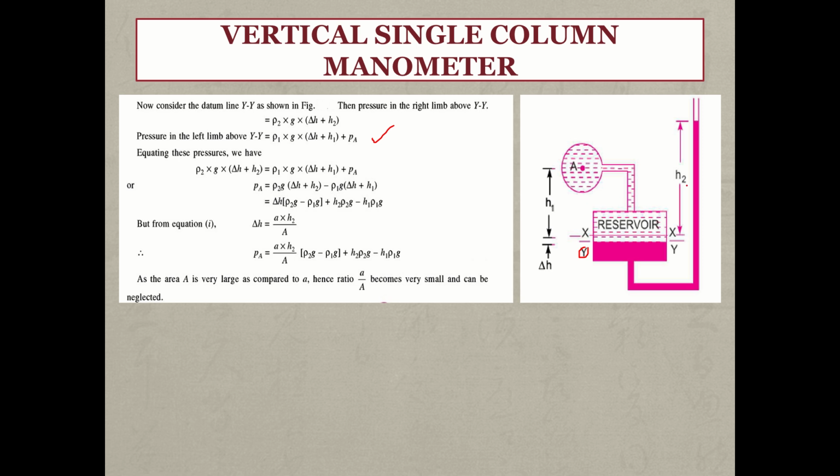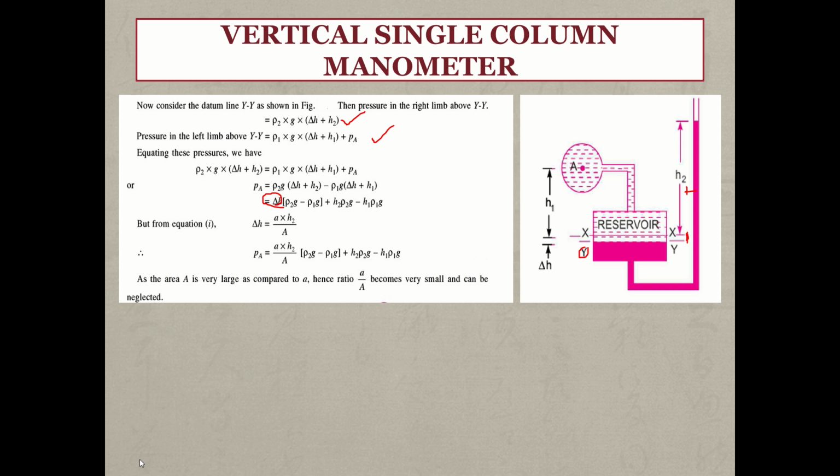And similarly, if you see the pressure on the right side, YY is our reference line, so directly it is rho 2 into G into, again this value should be added, delta H plus H2, that is the pressure in the right limb. So equate both the pressures and you simplify, you'll be asked for delta H.